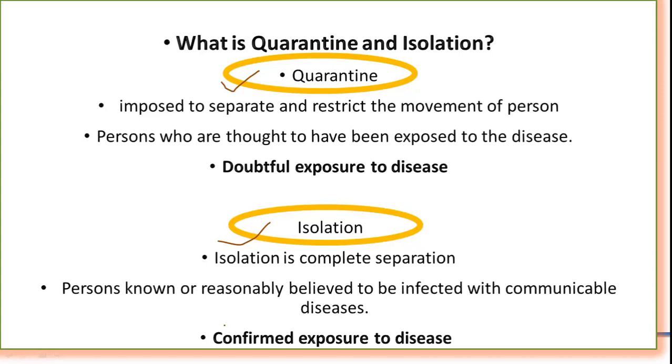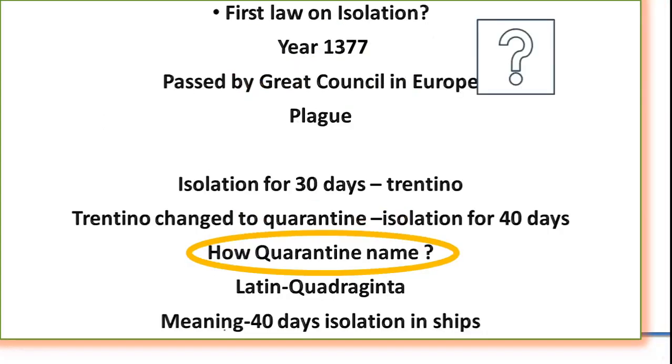Now since isolation and quarantine and lockdown and everything has come, many cases were filed in the Supreme Court and in the High Courts regarding isolation and quarantine. So they will ask you about the laws regarding isolation and the laws regarding quarantine. Okay, so here we are going to see the first law on isolation. So when did this appear? The first law on isolation is in the year 1377. Now this is very important. This was actually passed in Europe by the Great Council in Europe. Why did they pass this? Because of plague in that particular year. Okay, so because of that they passed the first law on isolation.